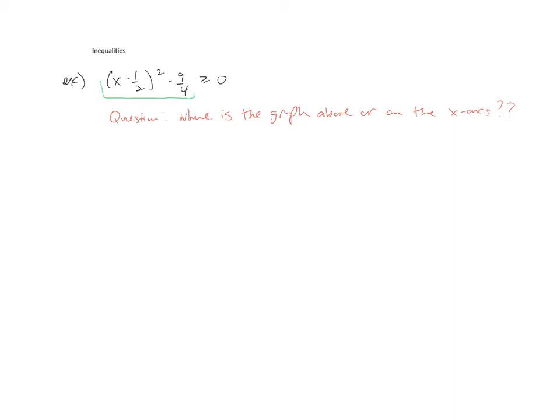So the graph is the parabola that I have in green underlined. The above or on comes from this guy right here. So bigger than or equal to, so above or on. And then finally, the x-axis comes in from the fact that we have a 0 on one side. So where's the graph above or on the x-axis? Now, I'm going to do a little bit more work here than's probably needed, but I want you to really understand that question and see what it is we're looking for.